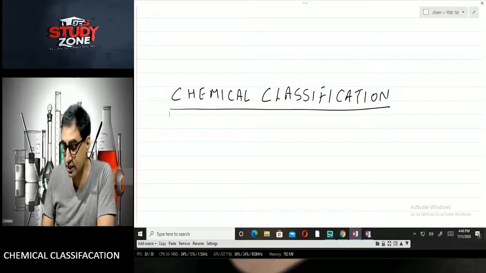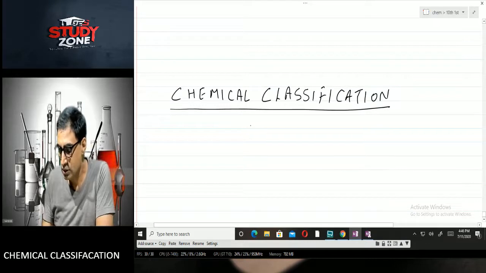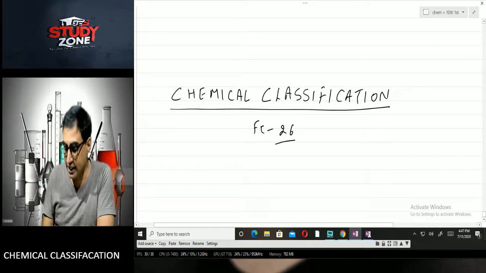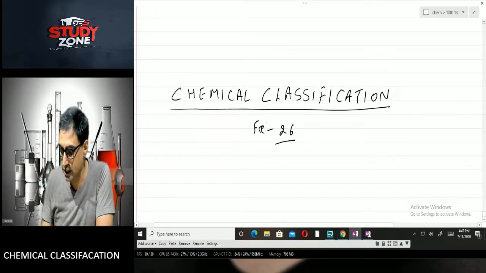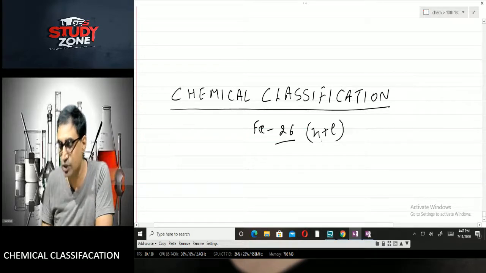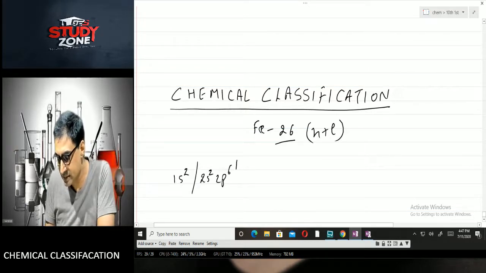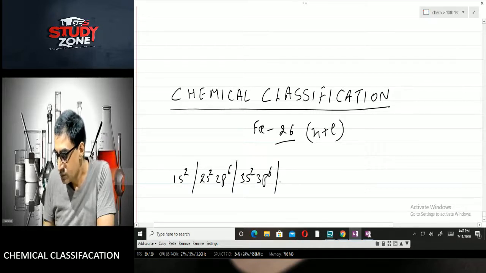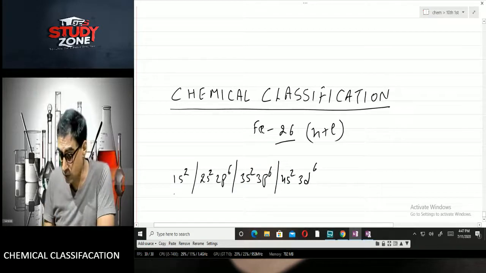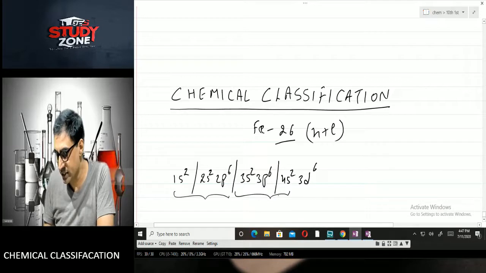Suppose I'm writing the electronic configuration of an element, say iron, whose atomic number is 26. I am doing this electronic configuration according to the n plus l rule, that is Aufbau's principle. So I'll write 1s2, then 2s2, 2p6, then 3s2, 3p6, then 4s2, 3d6. See how many electrons? 10, then 20, then 26.